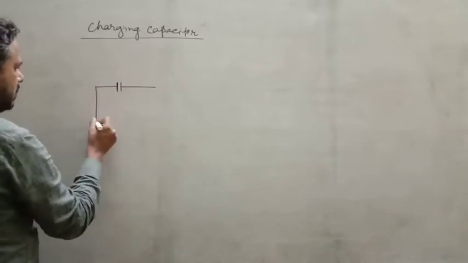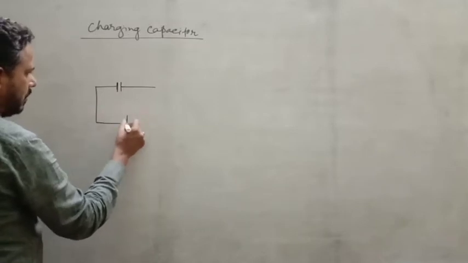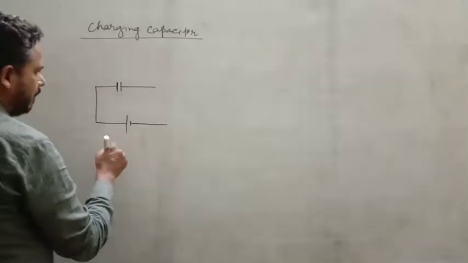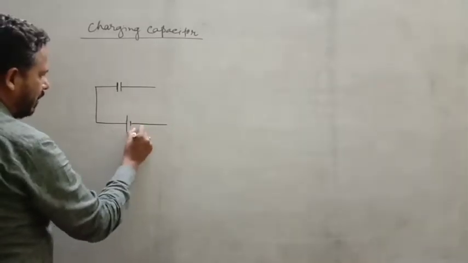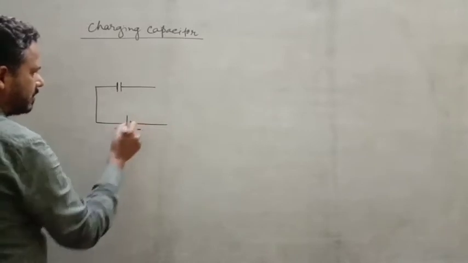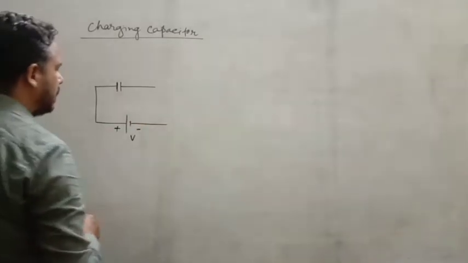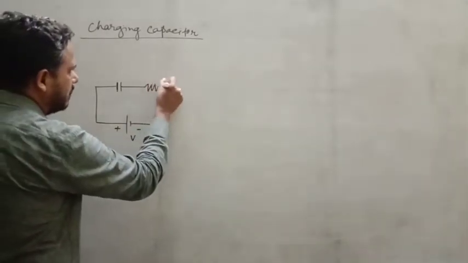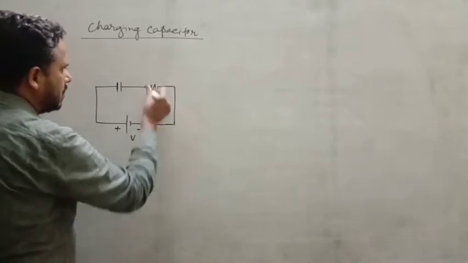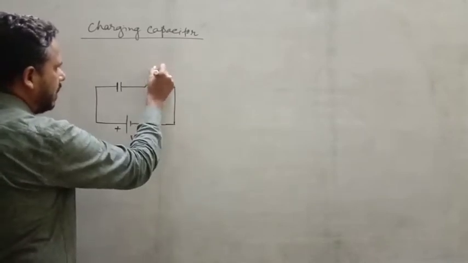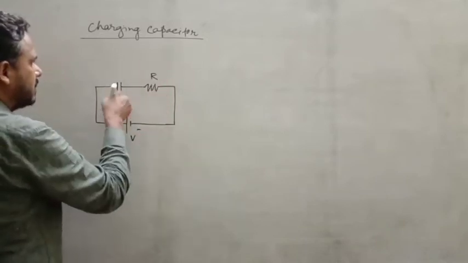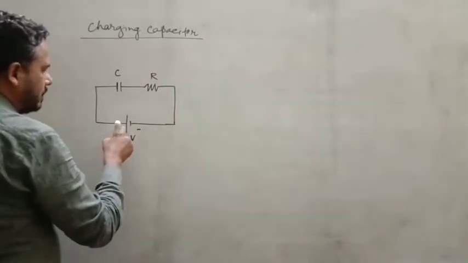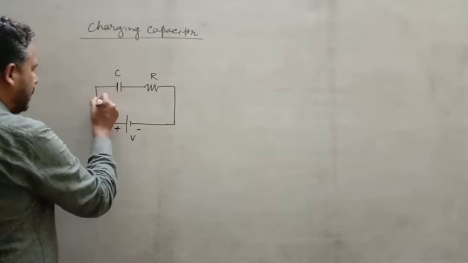And we have to charge it. So for charging, you need to add an EMF. Suppose it's EMF V. This one is the positive terminal and this one is the negative terminal. But because you have to charge, simply add a resistor. So see this resistor having resistance R, and the capacitor having capacitance C.